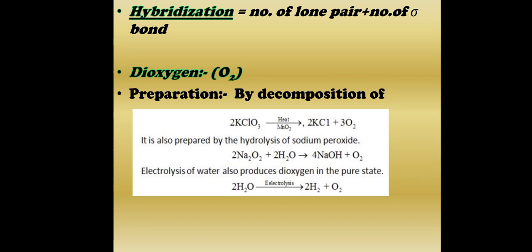Let's talk about the different compounds of 16th group elements. The first one is oxygen. It can be prepared by different methods like the decomposition of potassium chlorate, KClO3. On heating it gives KCl and oxygen. It is also prepared by hydrolysis of sodium peroxide, Na2O2, or it can be prepared by the electrolysis of water.